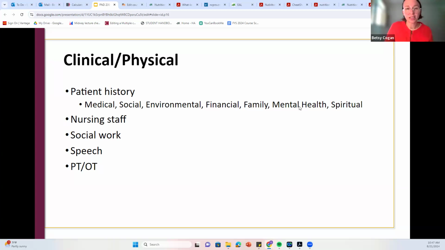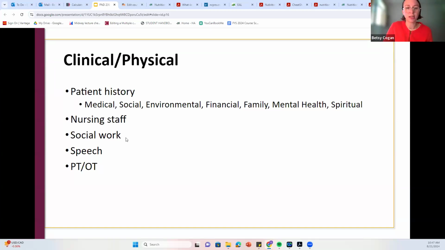We can also get data from other places concerning our client or patient, right? So we want to ask nursing staff, how have they been eating? What have they been eating? How much of their plate have they been eating? What are they like? Do they struggle? Nurses are on the floor with our clients, our patients the most. And so they will have observations that are super valuable to us.